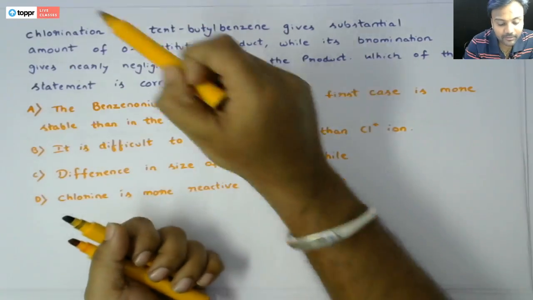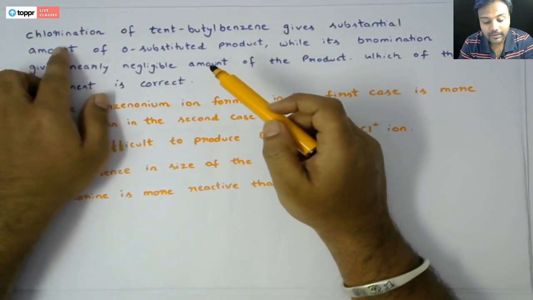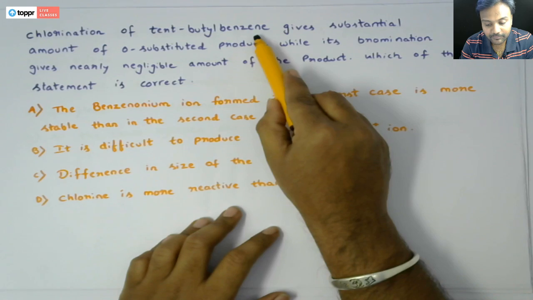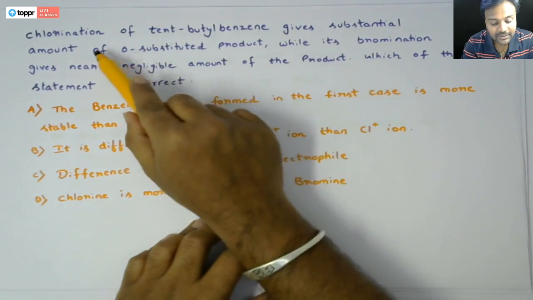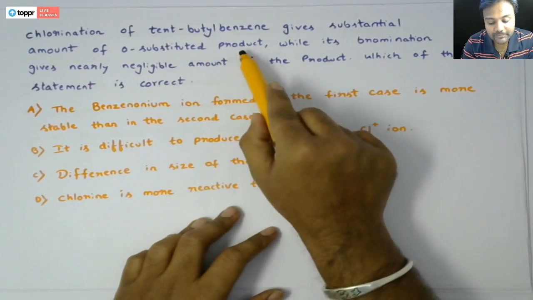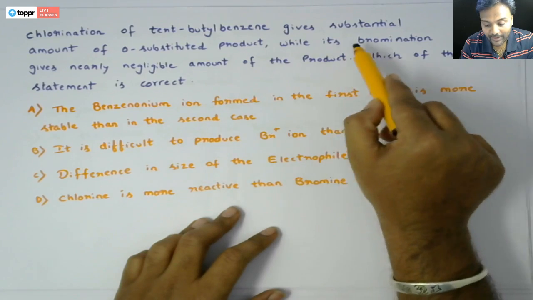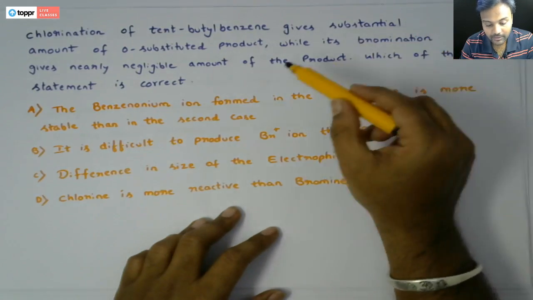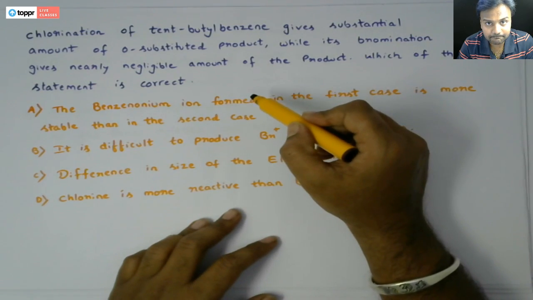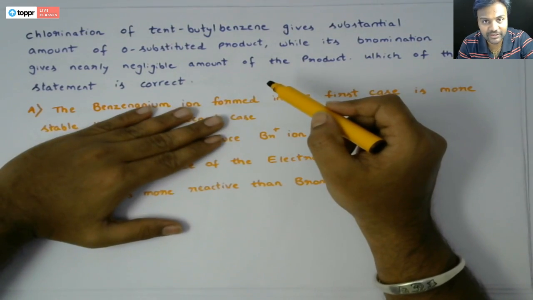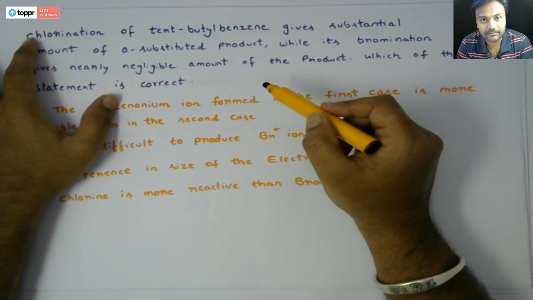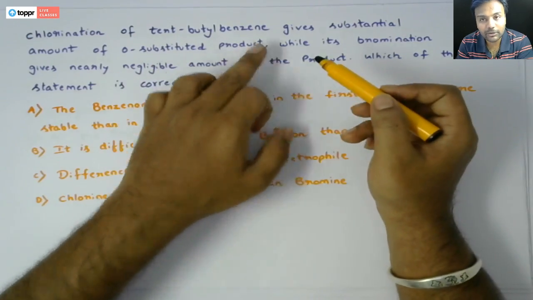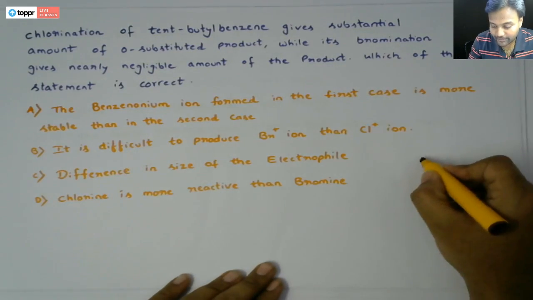Okay, look at this. Chlorination of tertiary butyl benzene gives a substantial amount of ortho substituted product, while its bromination gives nearly negligible amount of the product. Which of the statements is correct? So before looking into the statements, let's understand the question. Chlorination of tertiary butyl benzene. So write down the structure of tertiary butyl benzene.